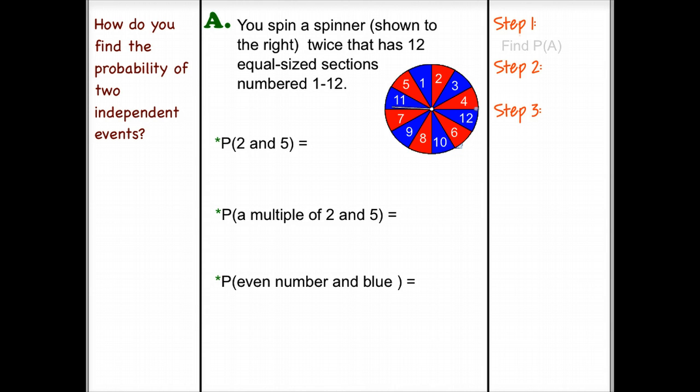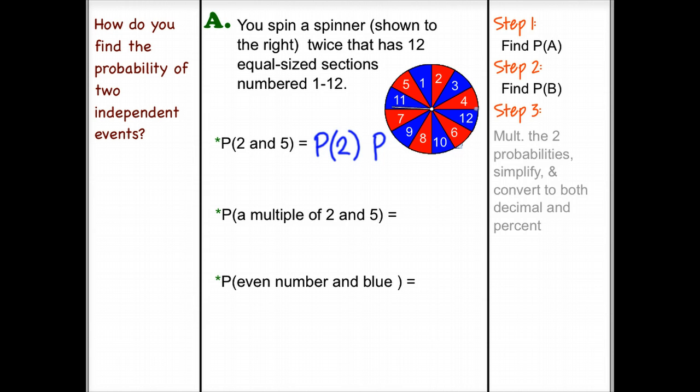So what we're going to do is first find the probability that A will occur. So we're going to find the probability of getting a 2, and then, step 2, we'll leave it at B, find the probability of B, and then we'll multiply the two probabilities together. So we're going to take the probability of 2 times the probability of getting a 5. The probability of spinning a 2 is 1 out of 12, and the probability of spinning a 5 is also 1 out of 12, which when I multiply those together, I get 1 out of 144.